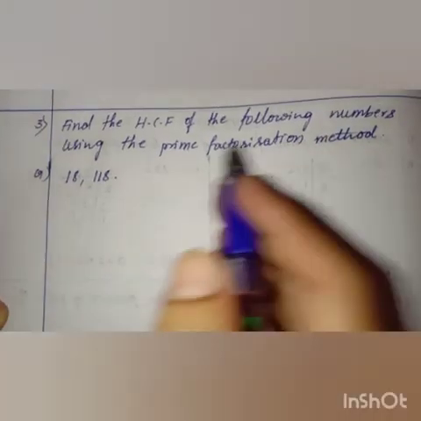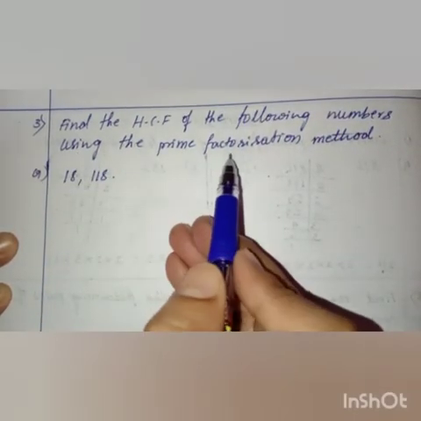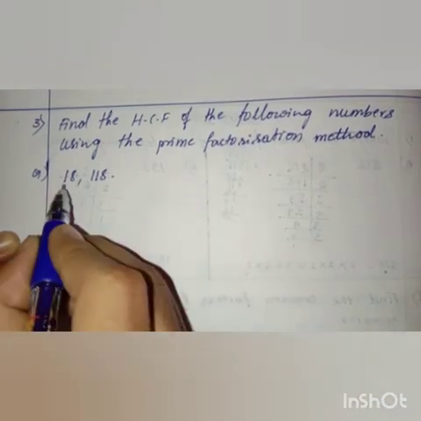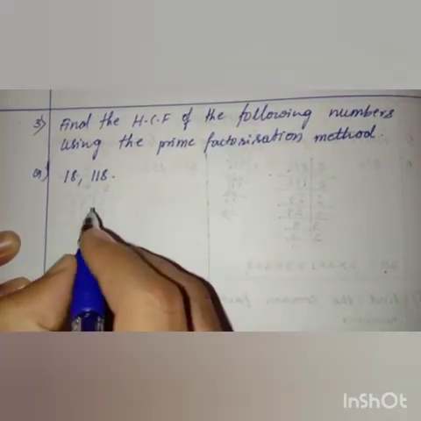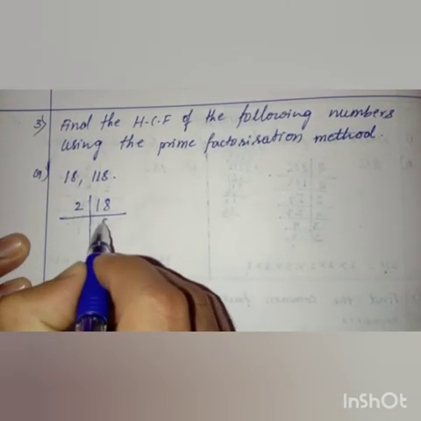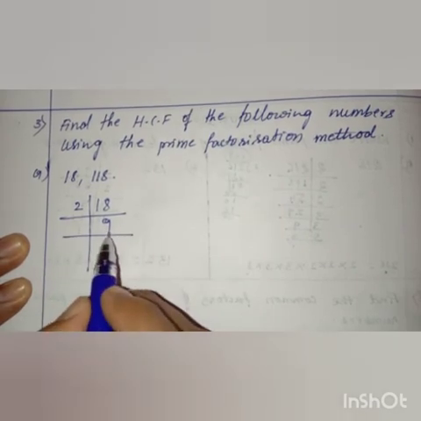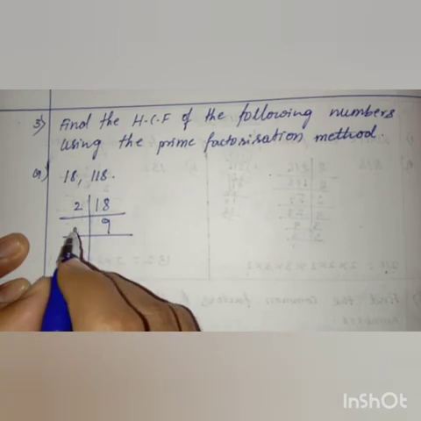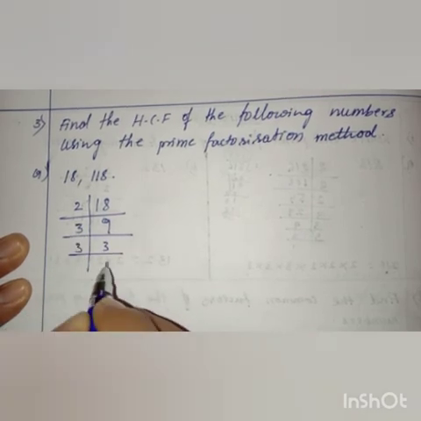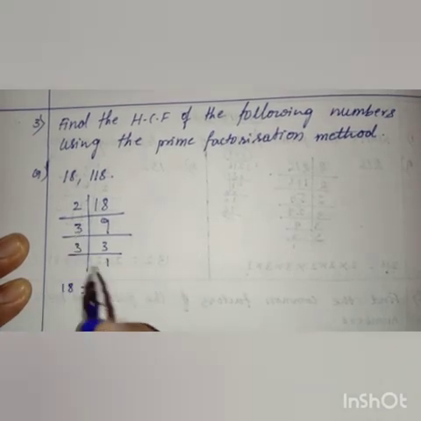And the next question, number 3. Find the HCF of the following numbers using the prime factorization method. Now let us find out the prime factors of 18 and 118. So first 18. 2 9s are 18. It is divisible by 2, right? And 9 is not divisible by 2. Go for 3. From 3 it is divisible, right? 3 3s are 9. Next 3 1s are 3. So the prime factors of 18 are 2 into 3 into 3.